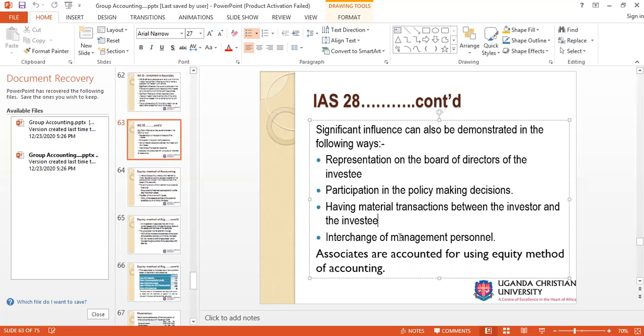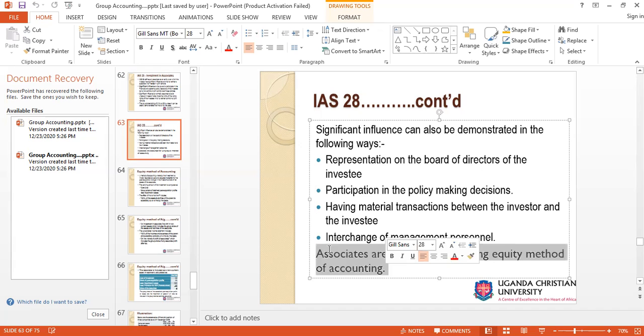Last, interchange of management personnel. When management people of the investor can switch to work or do some form of management in the investee, or even vice versa, from the investee to the investor, then that is a demonstration that the investor has significant influence.